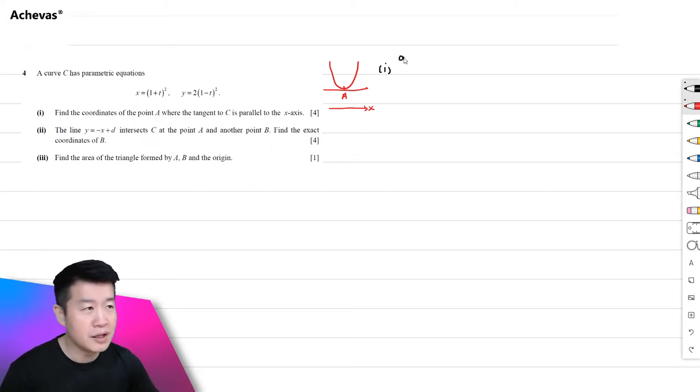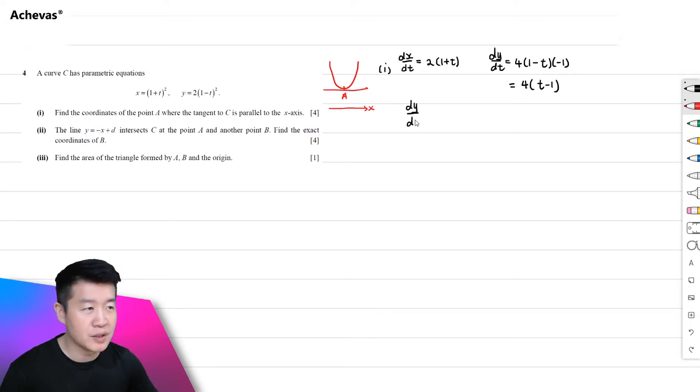So from here, let us find dx/dt. dx/dt here is going to be 2 of (1 plus t) to the power of 1. Chain rule then multiply by 1, so that's it. And dy/dt is going to be 2 times 2, 4, then (1 minus t) to the power of 1. Then chain rule, minus 1. And I'll probably write this as 4 times (t minus 1).